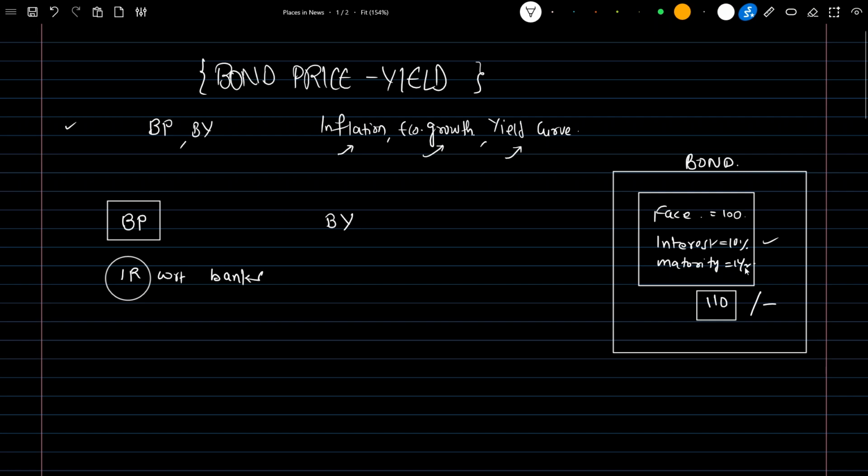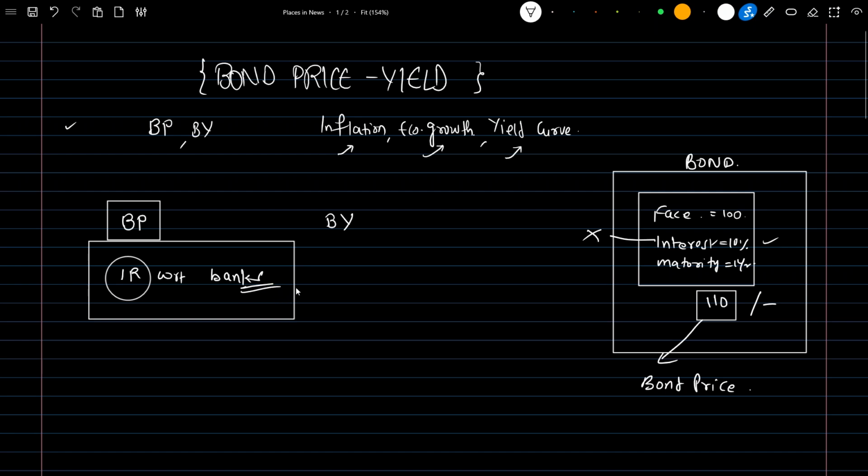This is called the bond price. 110 rupees is called the bond price. So how can we define the bond price? Simply, the bond price is the amount we will be receiving after the maturity period on top of the face value. Okay, now understand about the interest rate. The interest rate is not the interest rate on the bond. It is the interest rate with respect to banks, which will be decided as a part of monetary policy by the monetary policy committee.